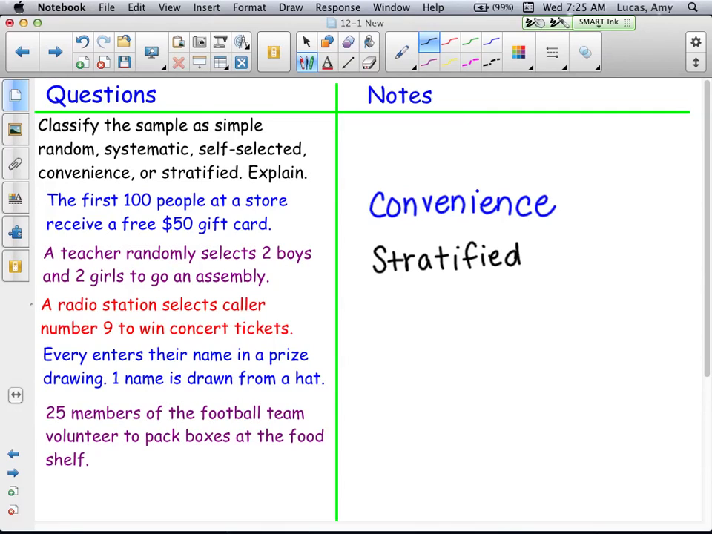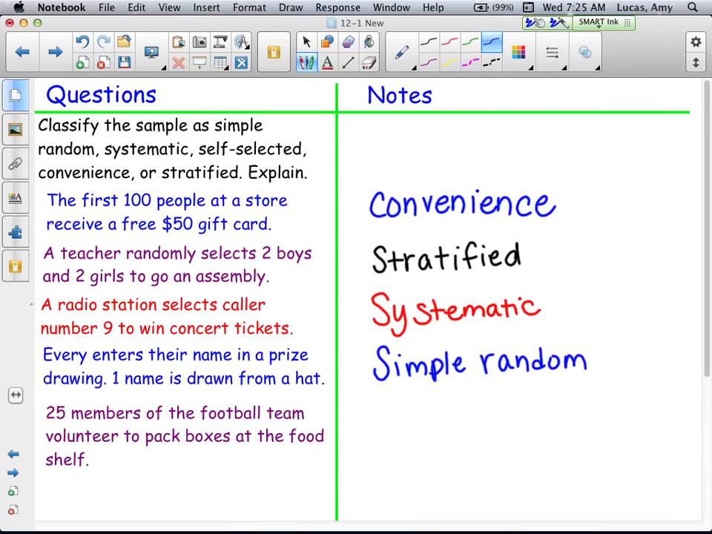The next one, the radio station selects caller number 9 to win concert tickets. There's a number there, a number pattern, so that's going to be systematic. The next one, everyone enters their name in a prize drawing. One name is drawn from a hat. That is simple random. And the last one, 25 members of the football team volunteer to pack boxes at the food shelf. So that is obviously self-selected because of the word volunteer.